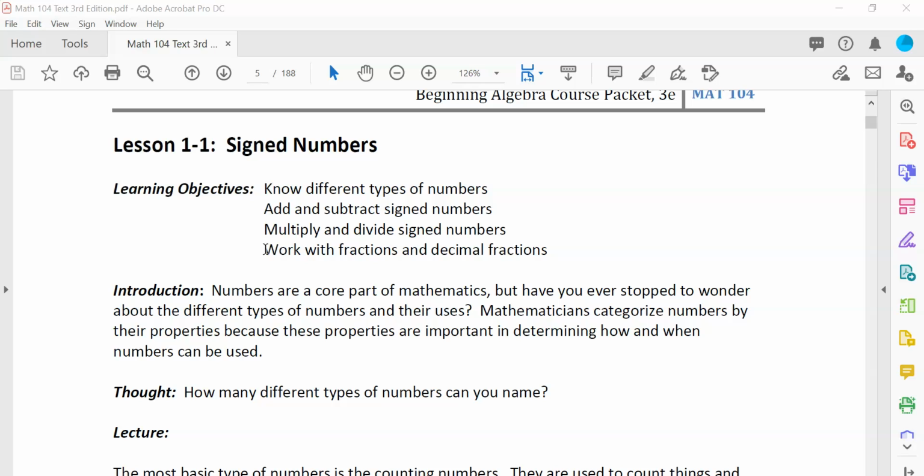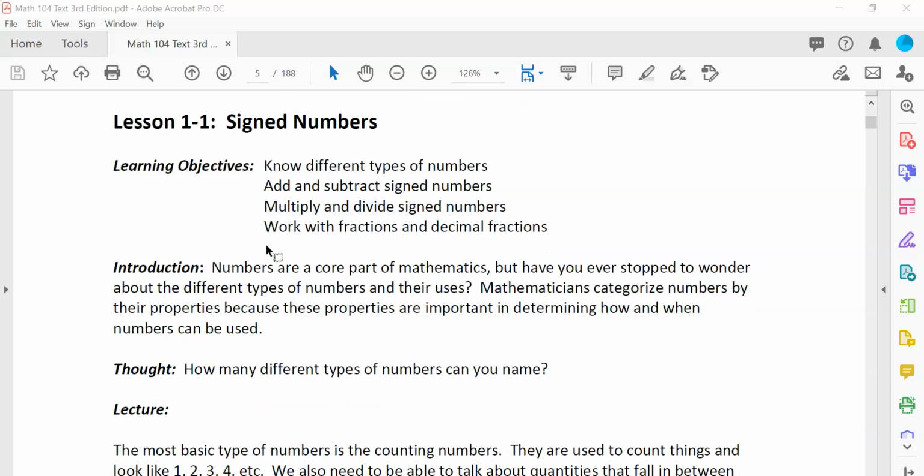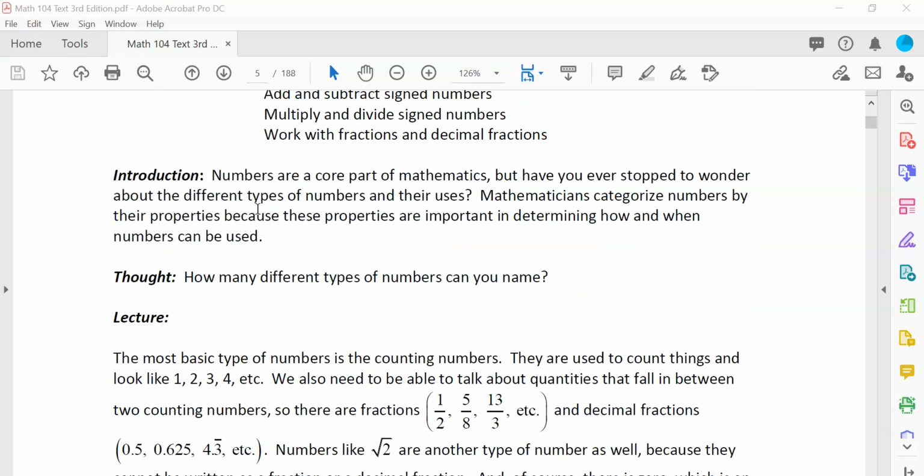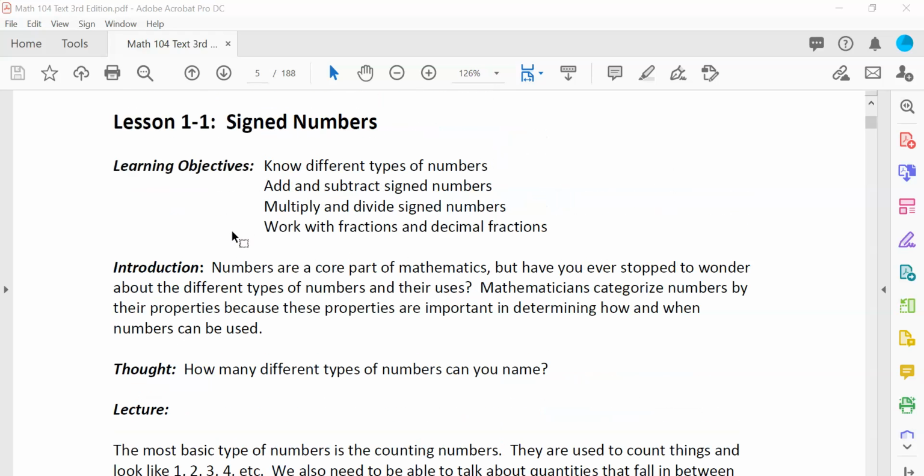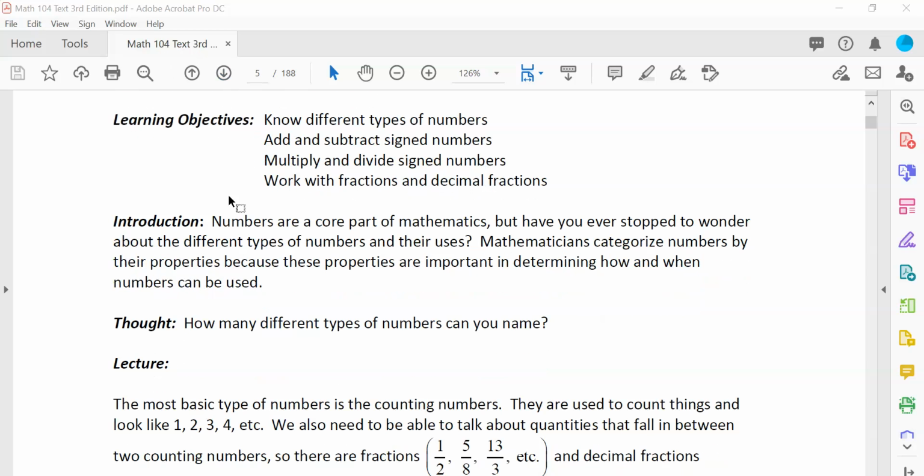We're going to look at lesson 1-1 on signed numbers. Basically, we're going to talk about different types of numbers. This is a pretty quick and hopefully easy lesson, which is basically add, subtract, divide, multiply, and work with fractions and decimals. Numbers obviously are the core part of mathematics. As you can see, I'm starting in lesson 1-1 from the 104 text. So let me start in.